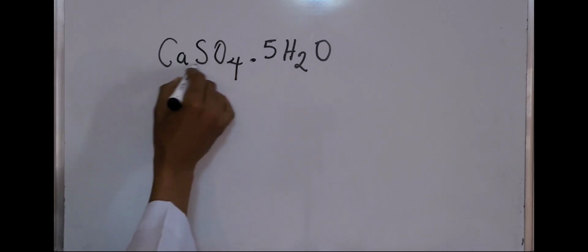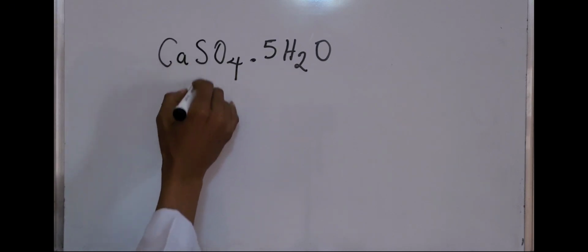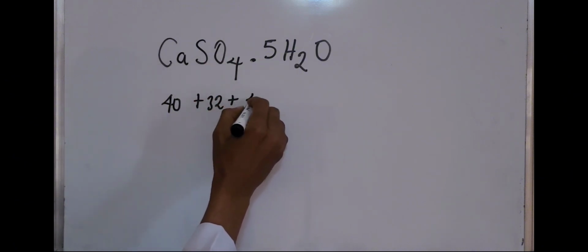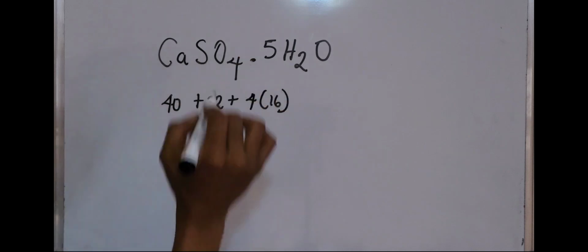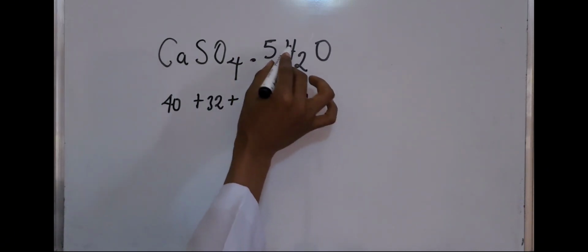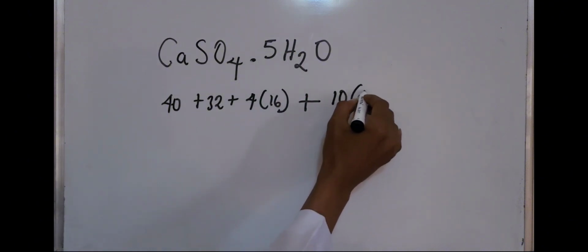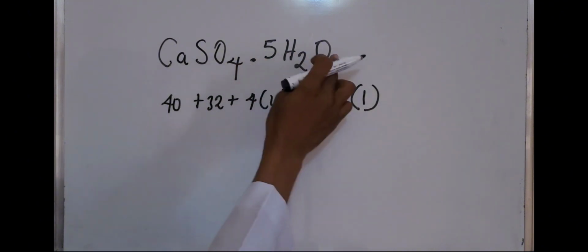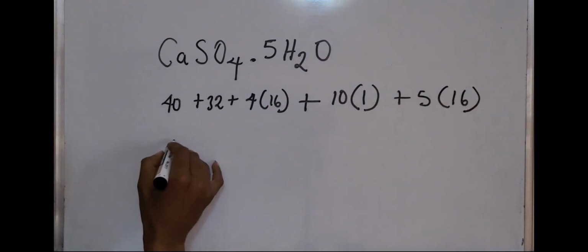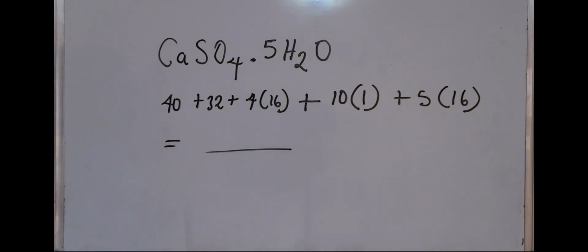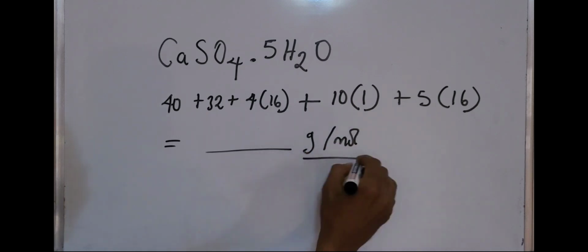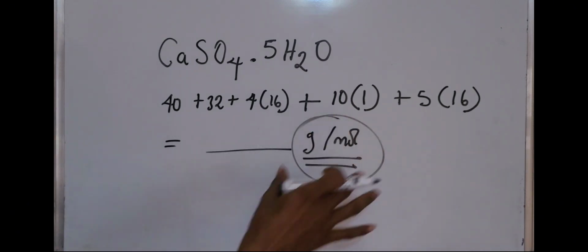All you have to do is sum all of this. Calcium is 40, sulfur is 32, oxygen is 16. That's 4 multiplied by 16. This dot here means plus, okay? Then we have 10, 5 times 2, 10 hydrogens. So I have 10. Hydrogen is 1. Can you see that? This 5 is applicable to oxygen, so it's going to be 5, open bracket 16. So once you solve the whole of this, that will give you the molar mass, and the unit is gram per mole. Some of you were missing to put this. If you don't put this unit, you're wrong.